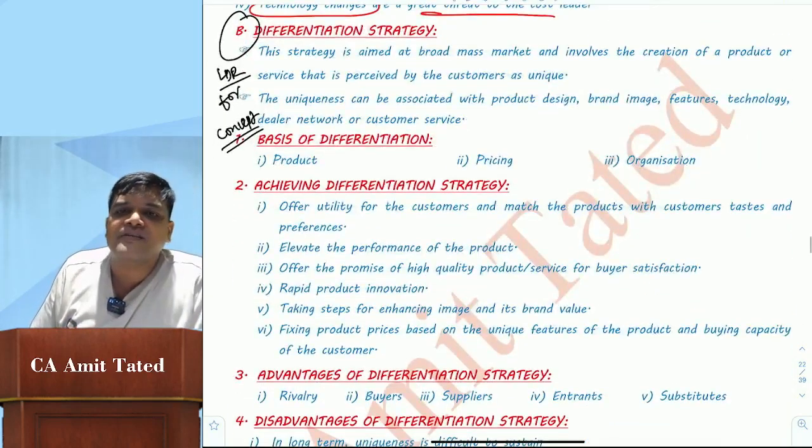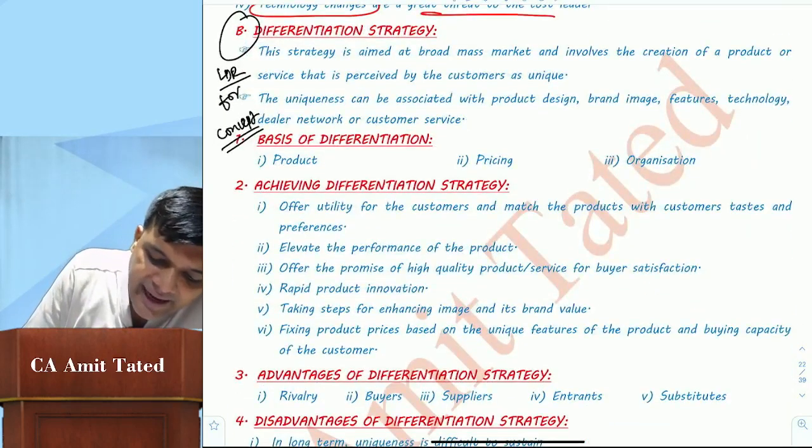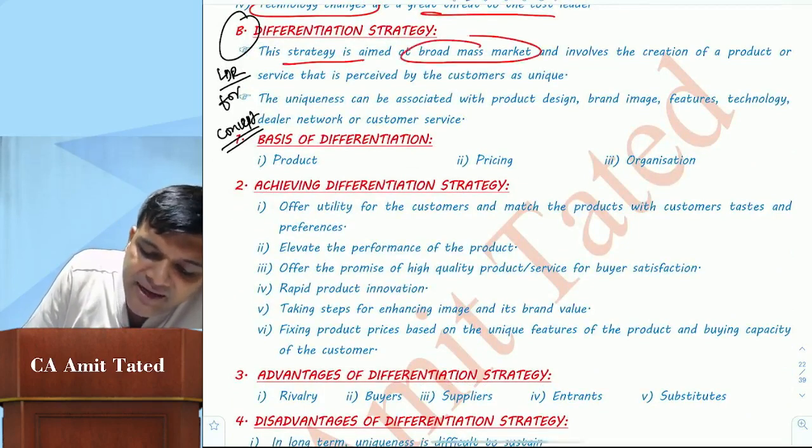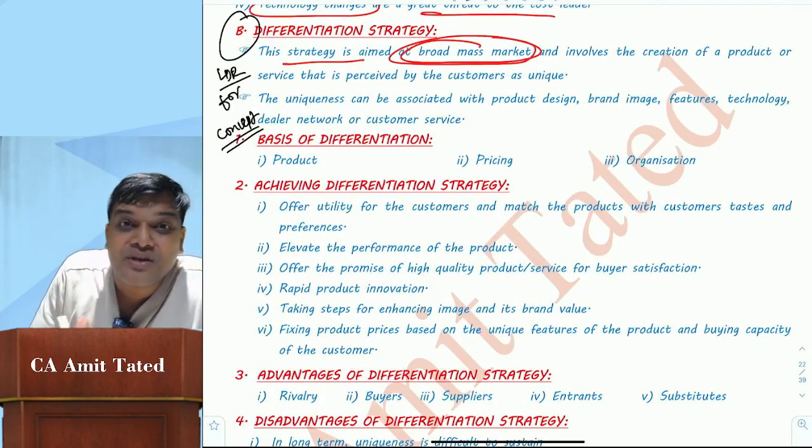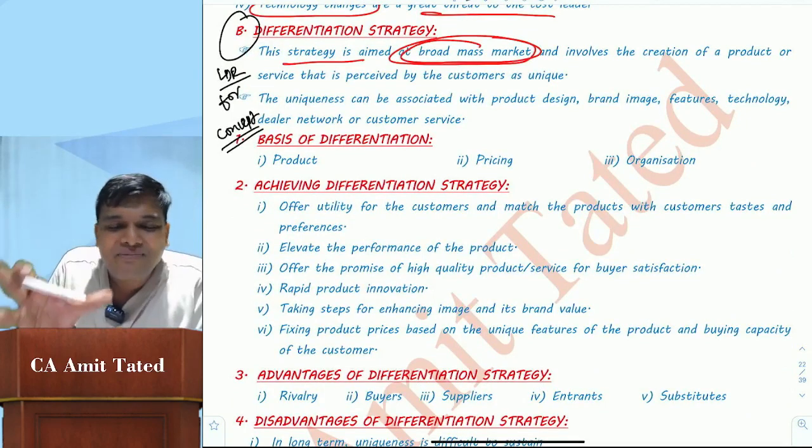Next point is differentiation strategy. We have discussed that the strategy is aimed at a broad mass market. Understood, broad mass market. They are not restricting channels. Broad mass market means where they are selling.